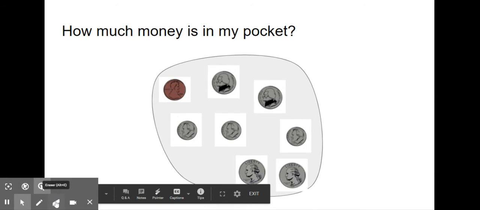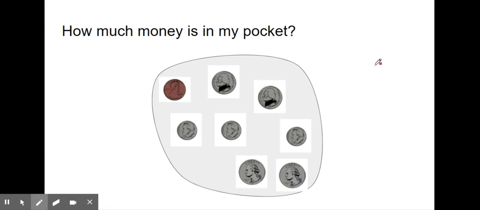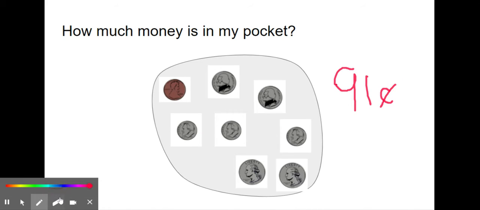Now let's look at my next pocket. Okay, so again, starting with my highest value coins, I see I have 2 quarters. 2 quarters is 50 cents. 25, 50. Now I'm counting by tens because I'm moving to my next highest value, which is my dimes. So 50, 60, 70, 80. Now I need to count by fives. 85, 90. Now I count just one more, 91. So how much money is in my second pocket? 91 cents.